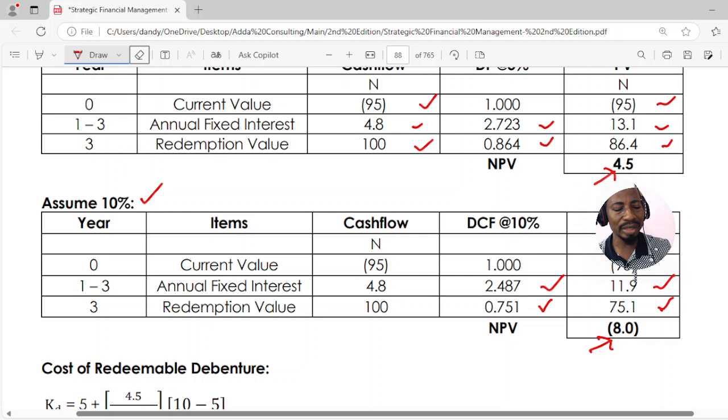So, I assumed 5% and got a positive NPV of 4.5. Then I increased to a 10% discount rate and got a negative NPV.